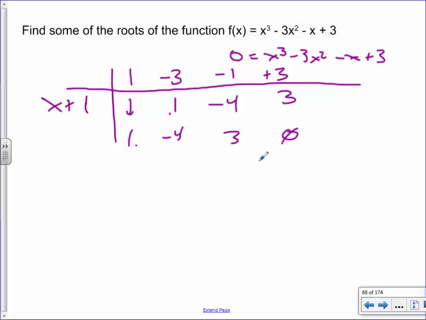Blind luck. Honestly, I just randomly picked x plus 1. But here's the question: how are you going to know whether you should pick x plus 1 or not? Does that make sense? You don't. I just randomly picked a number.